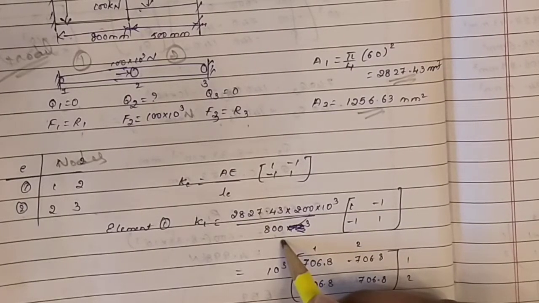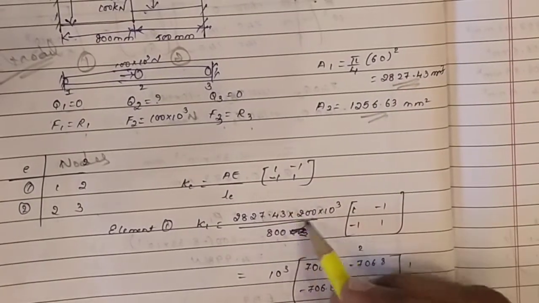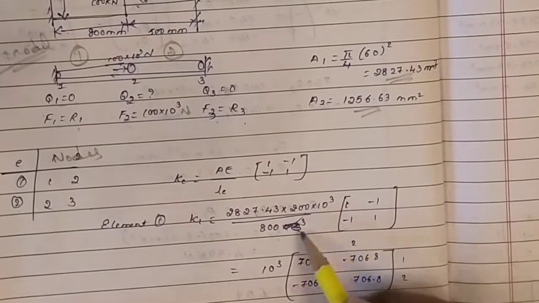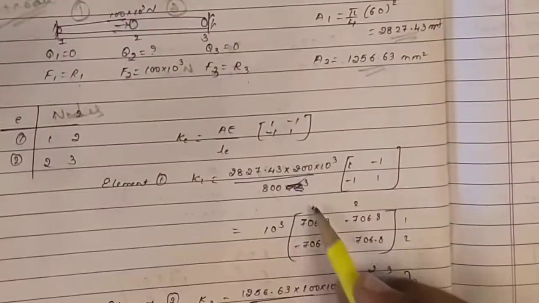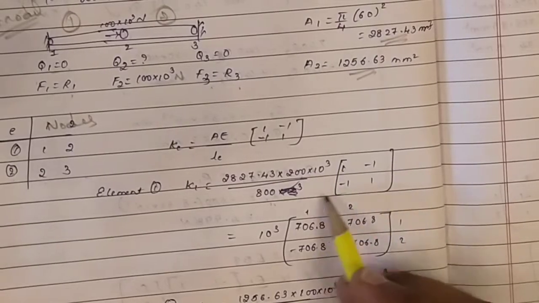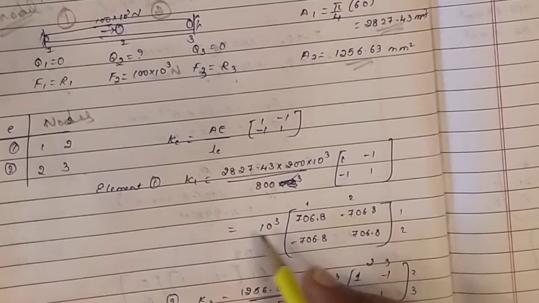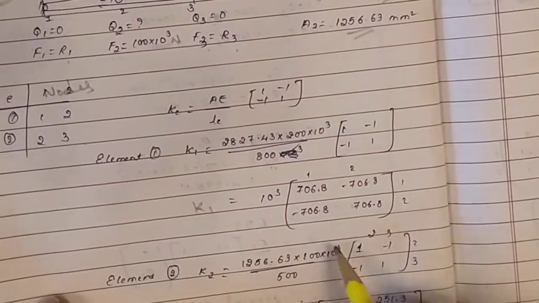You have to be very careful, it is A1 E1. So substitute the value of A1, E1 is 200 GPa, so 200 into 10 power 3 MPa, divided by L1. L1 is 800. Then the matrix [1 -1; -1 1]. 10 power 3 is common, take all the things inside. And write the connectivity. K1 is between the nodes 1 and 2, so it is 1 2 1 2.